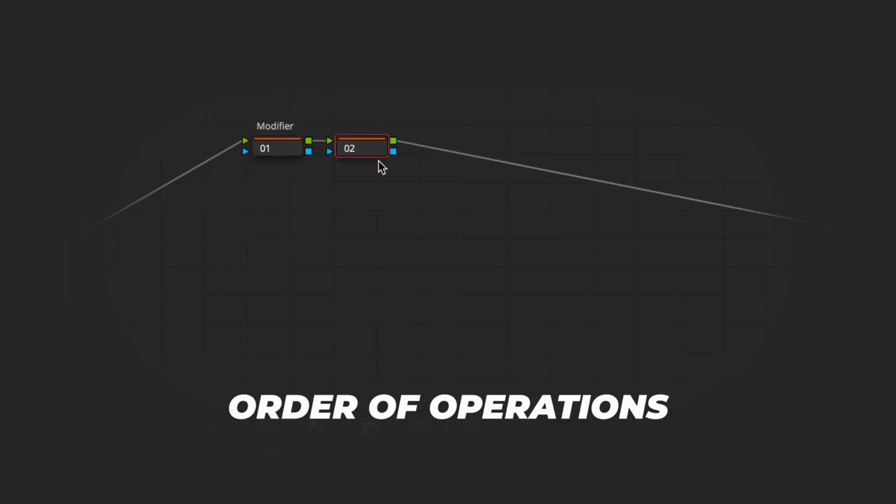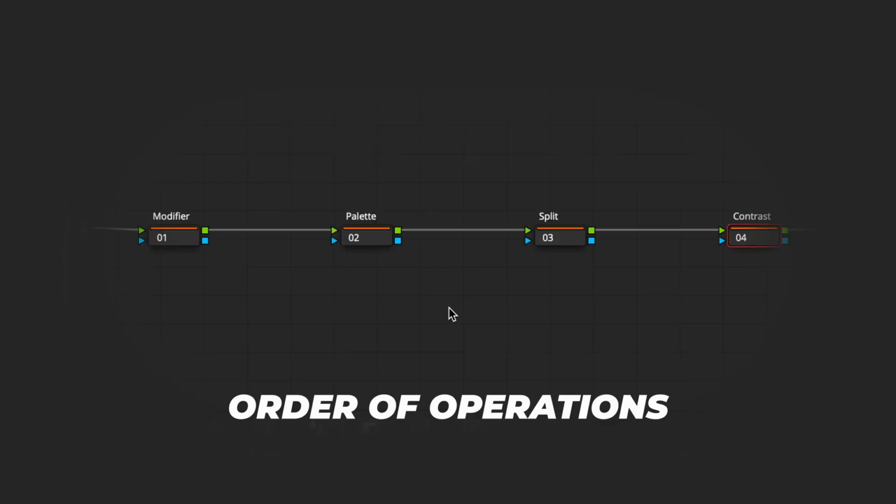Contrast is processed last in the pipeline, so it shapes the final image after all the other adjustments. It's the most influential module and a great place to start when building a look.